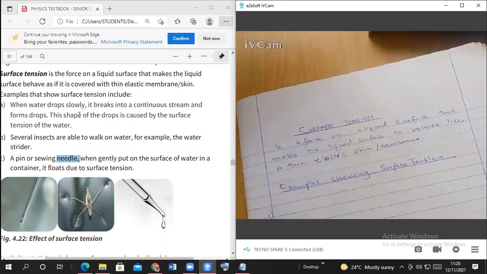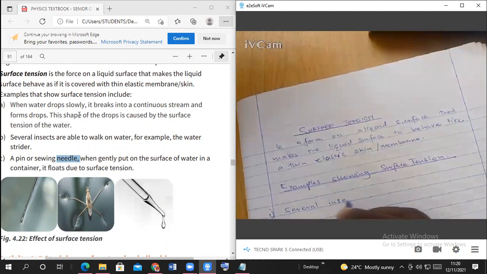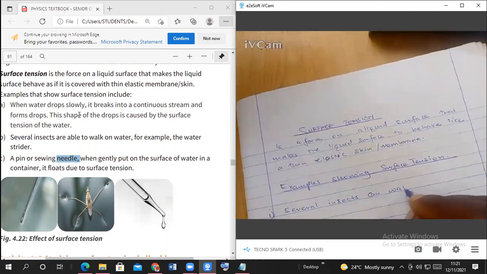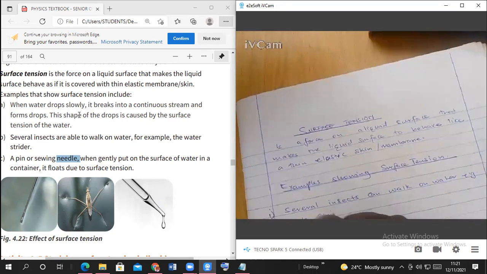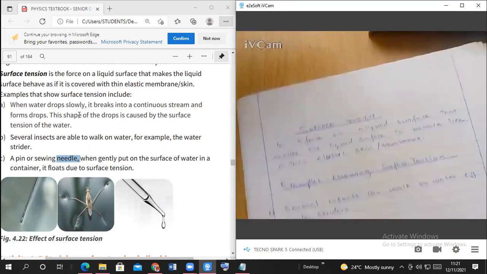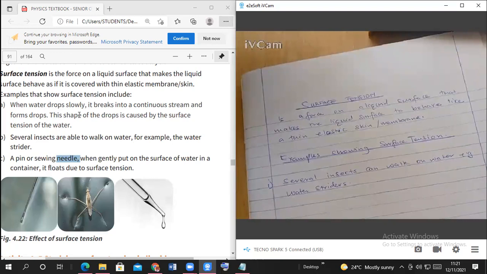But let us first write the ones which are mainly. So the first one is several insects are able to walk on water. Several insects can walk on water. Such insects, for example, we have water striders.